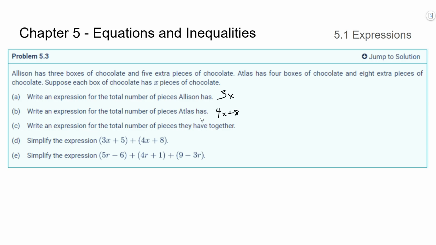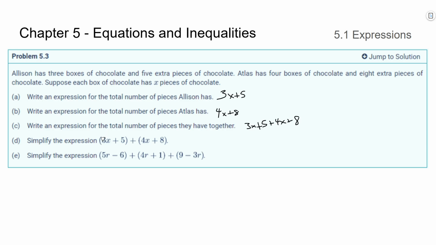And then how many do they have together? That would be 3x plus 4x plus 8. Okay, and so simplify this expression. 3x plus 5 and 4x plus 8. Oh, I didn't see this part. Okay, 5 extra pieces of chocolate, so plus 5. So let's go ahead and undo this. So 3x plus 5 plus 5 plus 4x plus 8. Okay.